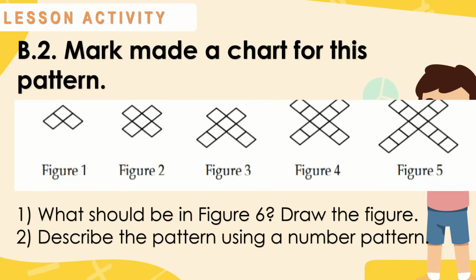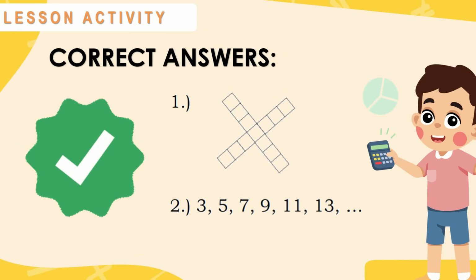Mark made a chart for this pattern. We have figure 1, figure 2, figure 3, figure 4, and figure 5. What should be in figure 6? Draw the figure. Describe the pattern using a number pattern. Here are the correct answers. For number 2, we have 3, 5, 7, 9, 11, 13.